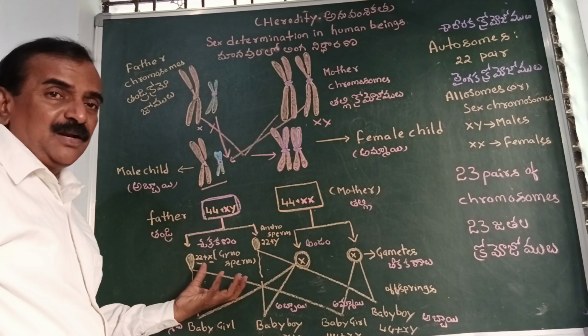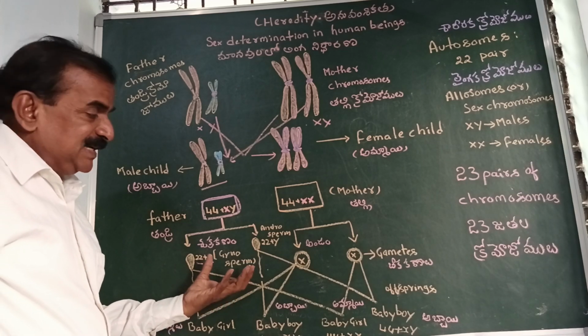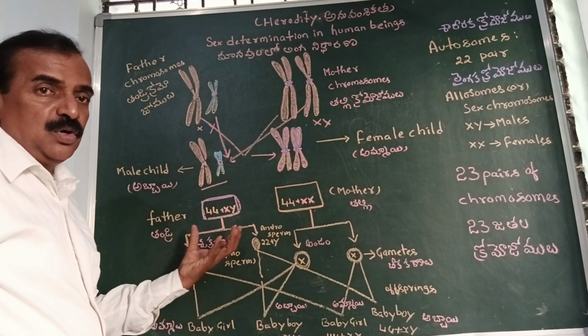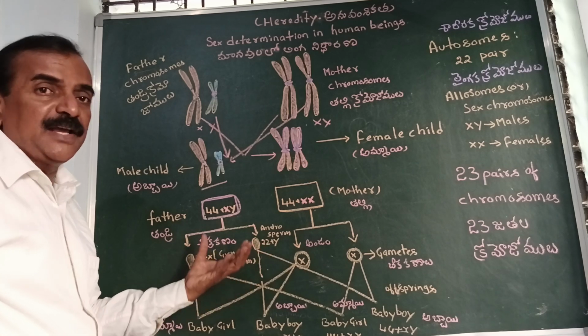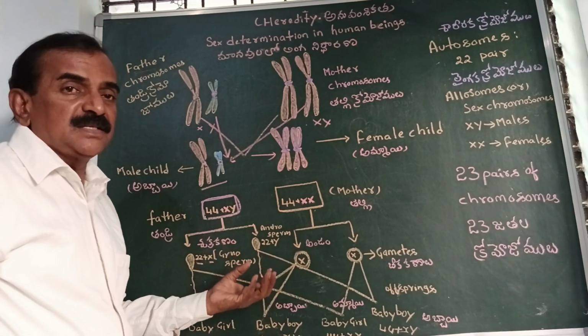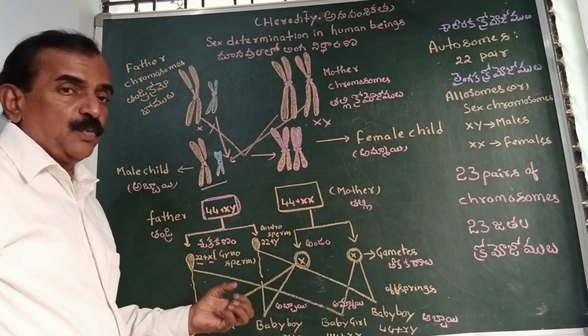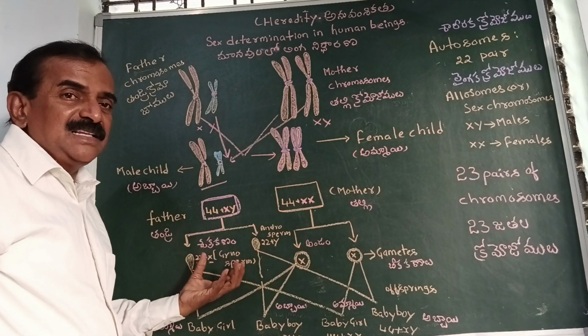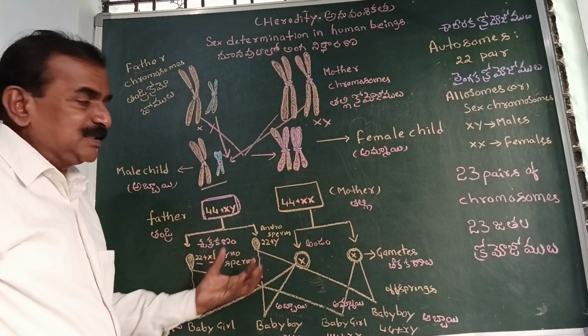So two types of allosomes are released by the males. They are called gametes or sperm: gynosperm and androsperm. Gynosperm consists of 22 autosomes and an X chromosome. Androsperm consists of 22 autosomes and also a Y chromosome. So in this way, males release two types of allosomes or sex chromosomes.